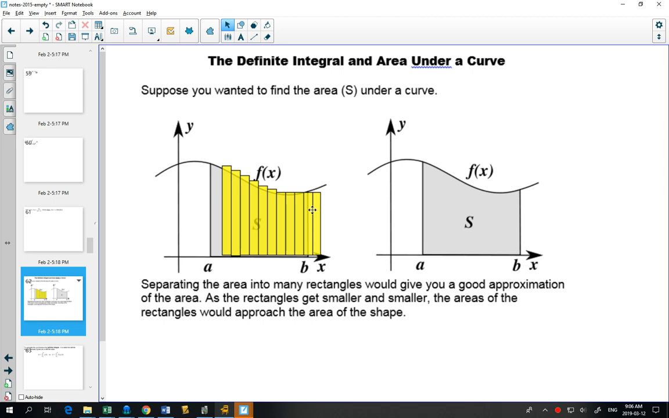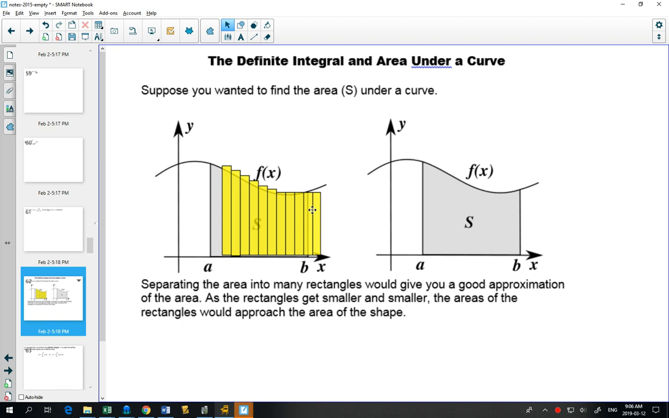So those rectangles were supposed to fit nicely under that curve, and the definite integral has an application to figure out the area under a curve. So if you had a sine or cos curve like this, and you wanted to find the area, right now we have no technique to find that out. And it's complicated because the shape is curvy.